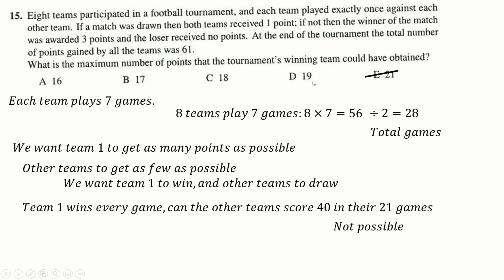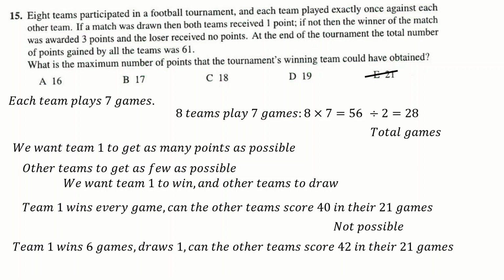So then we try this. Now, the winning team has dropped 2 points, which means they must have won 6 games and drawn 1, and that leaves 42 points for the other teams to score. But I know I can do this because that's exactly 2 points per game, which is 1 point each. That means all drawing. So this is possible if team 1 scores 6 wins and draws 1, and every other team draws every other team all of the time. So the answer is 19. Quite a difficult, involved question, that one.